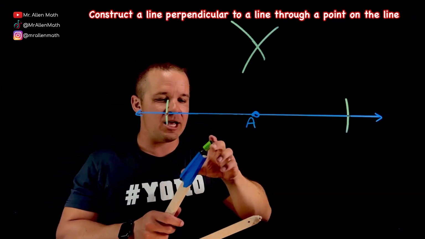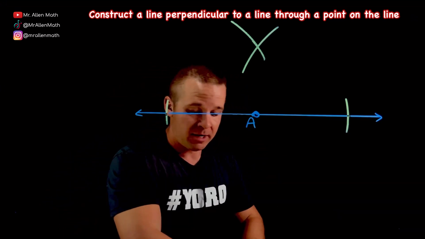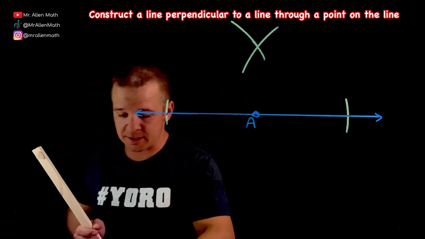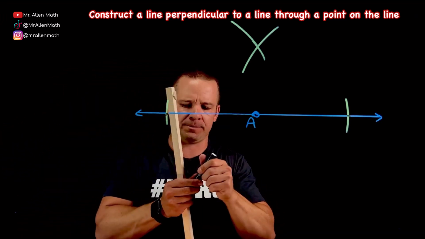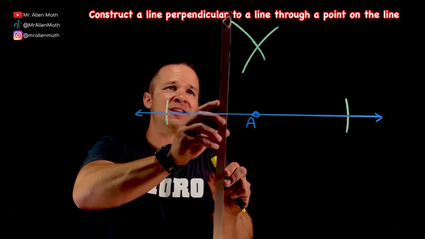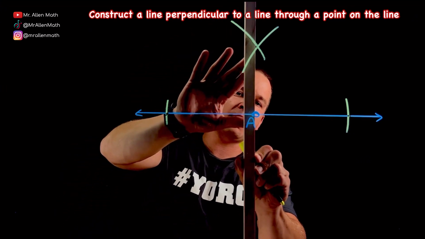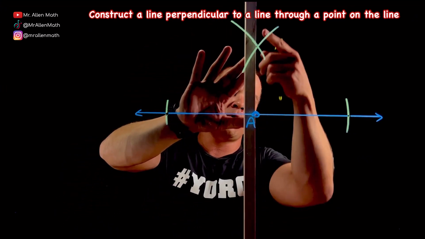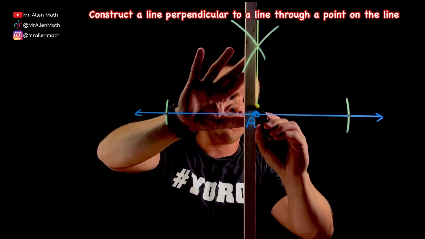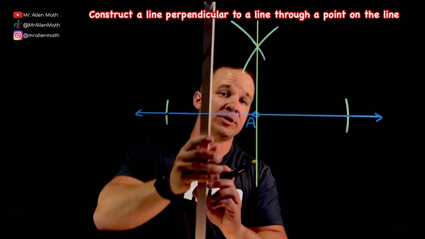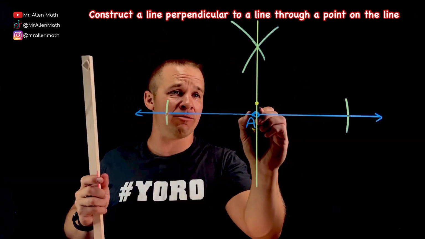And check this out. If I were to be so bold as to take my straight edge, I'm going to go with an orange. It hasn't shown up that great. I'll go with this neon one. If I take this and line it up through point A and this new point that I've created through those two intersecting arcs, oh my goodness. Does that look like a right angle to you? It does look like a right angle to me.